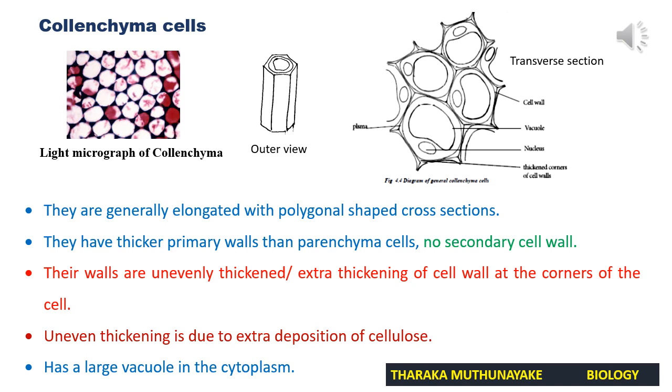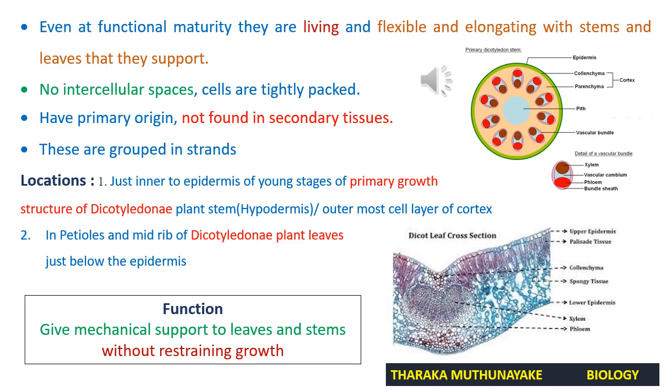Look at this light micrograph. Here you can observe those black colored, triangular shaped regions in between cells, which represent this uneven thickening of cell wall. That feature can be easily used to distinguish. Okay, the next one, this also has large vacuoles inside the cytoplasm as in parenchyma.